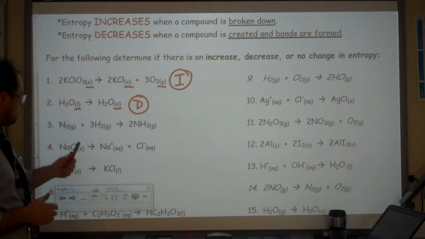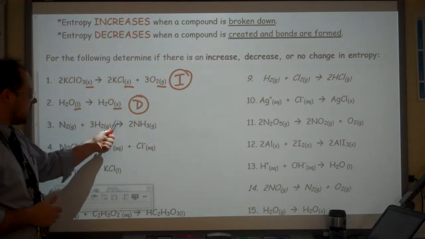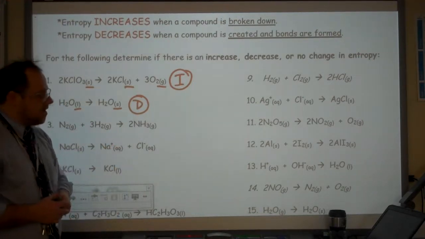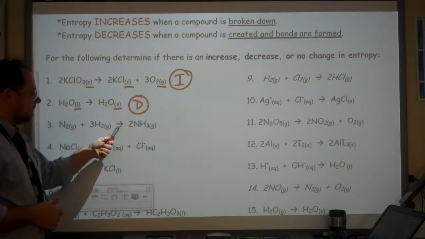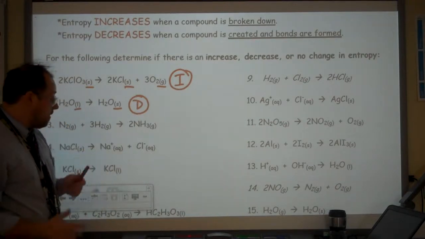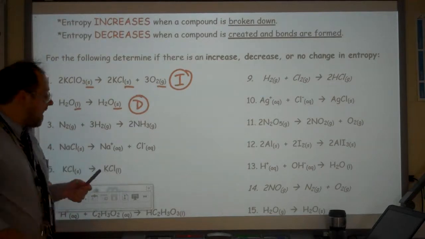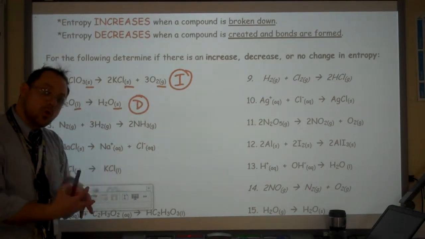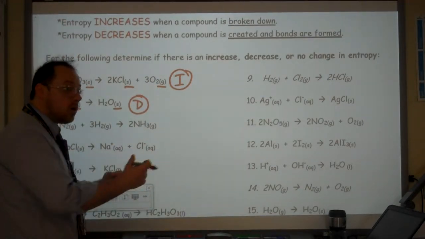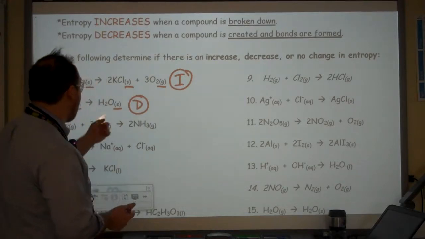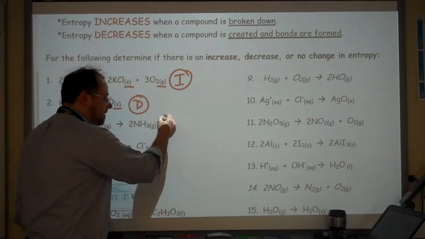Next example. Nitrogen gas and hydrogen gas making ammonia gas. So I have two things coming together to make one third thing. All of them are in a gas phase, so we have to just look at the fact that it's two things coming together to make a more ordered third product. So more order means that entropy decreases.